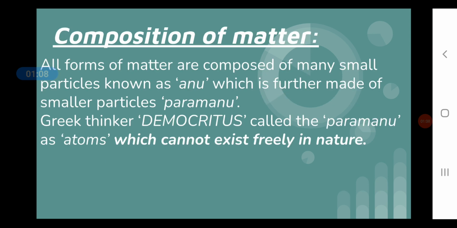Composition of matter. Now, all forms of matter are composed of many small particles known as Anu, which is again further made into smaller particles, the Parmanu. The Anu is known as the molecules in English, whereas the Parmanu is the atom. Greek thinker Democritus called the Parmanu as atoms.